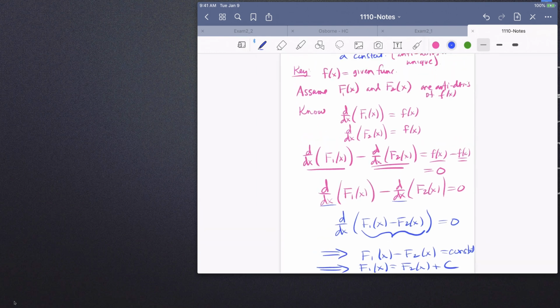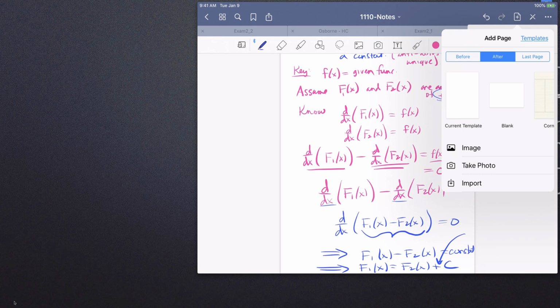This result says that if you have two functions that you know are antiderivatives of the same function, then they have to differ by a constant. This result is very important because it tells you that if you know any antiderivative, you know all the antiderivatives of a function. So let's take a look here.